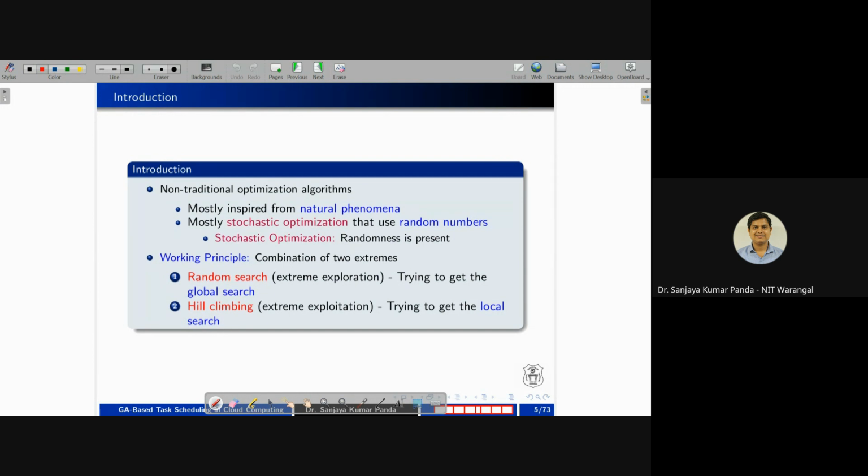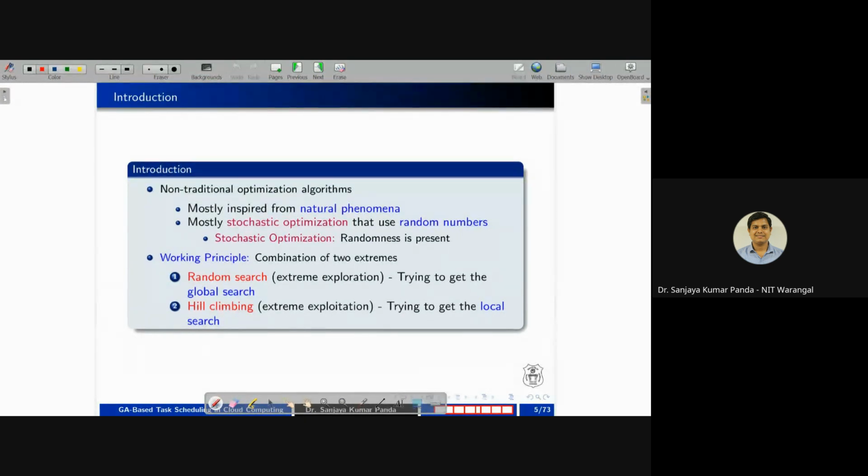Okay. So you have to make local search as well as you have to look into all the space, that is called global search. So random search is trying to get the global search. However, hill climbing is trying to get the local search. So not only local search is important, but global search is also important in order to reach the global optimum solution. But there is always a trade-off between these two.